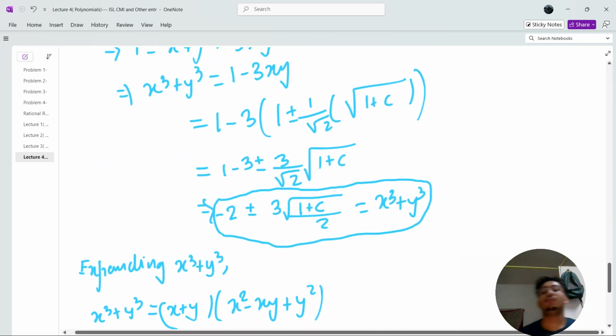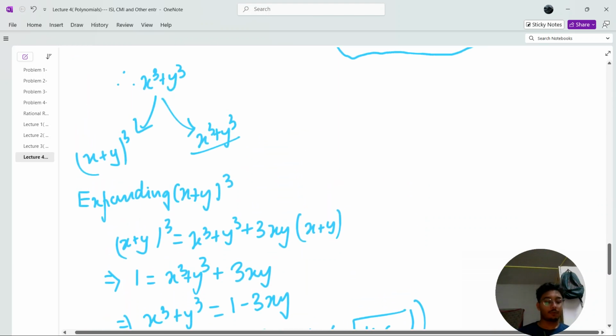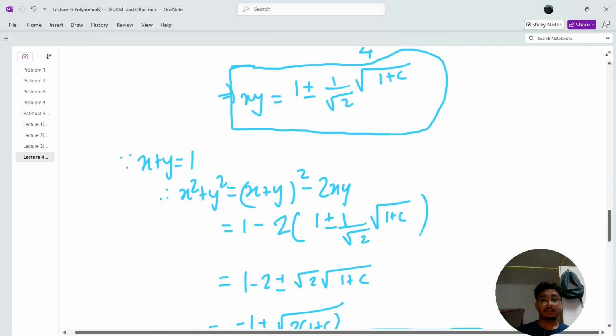So that's how you do a symmetric equation problem. I guess I'm clear with it.